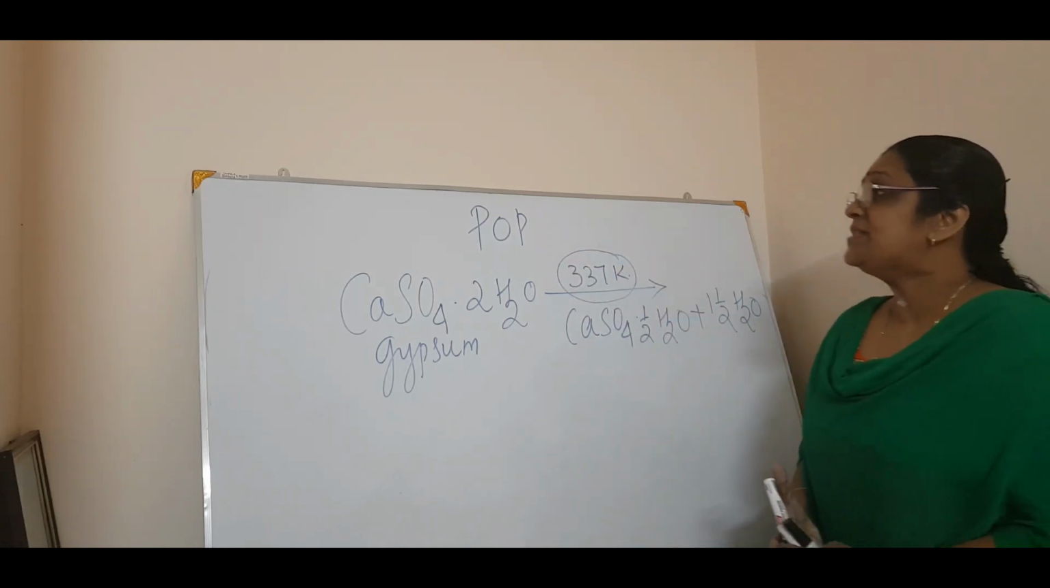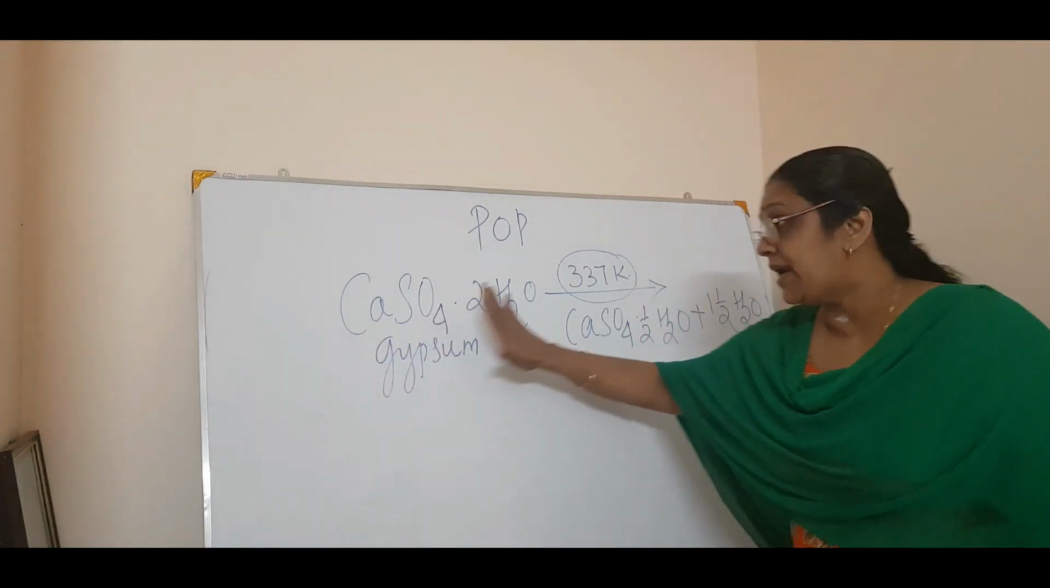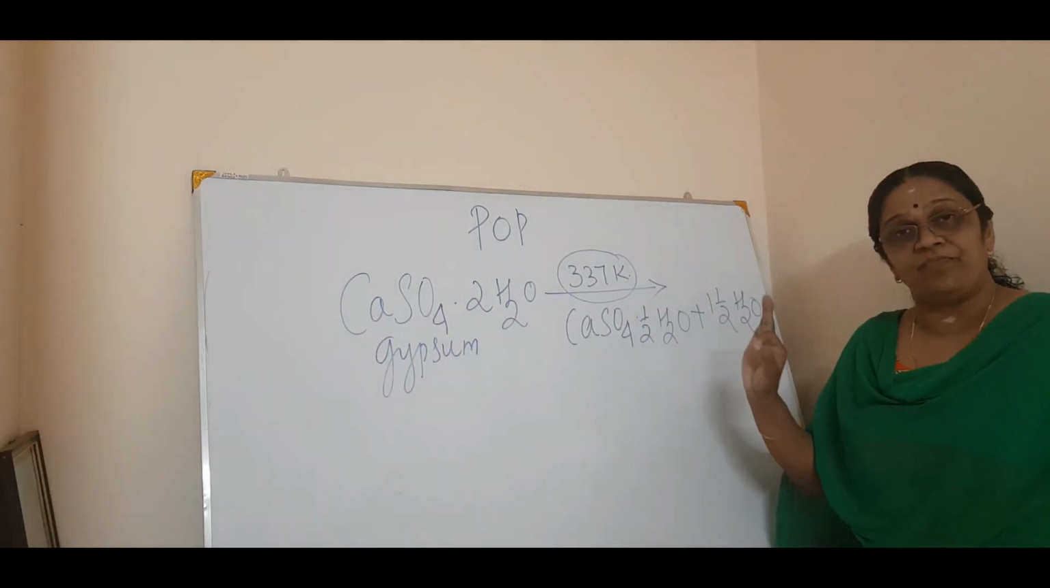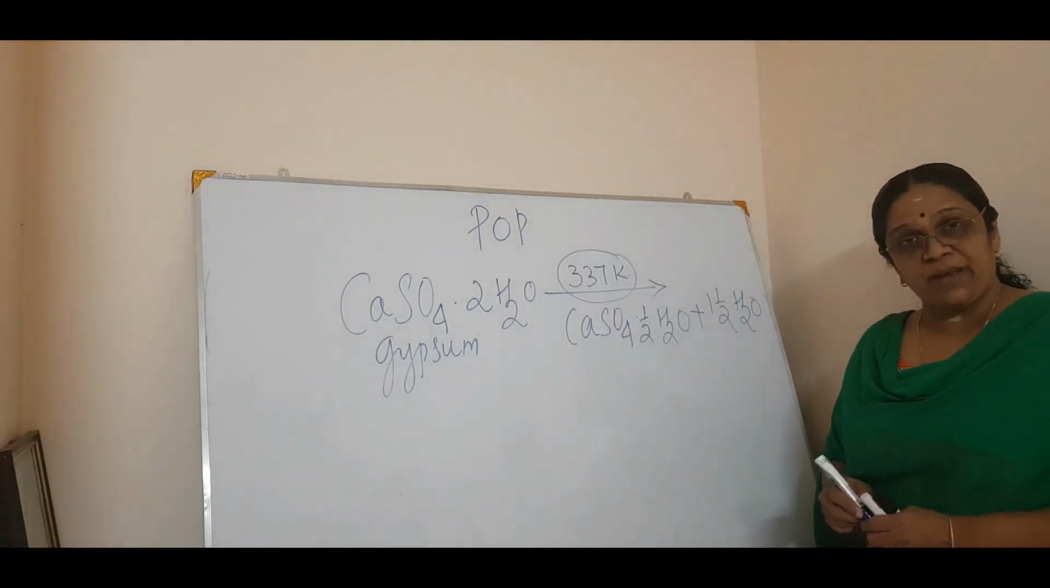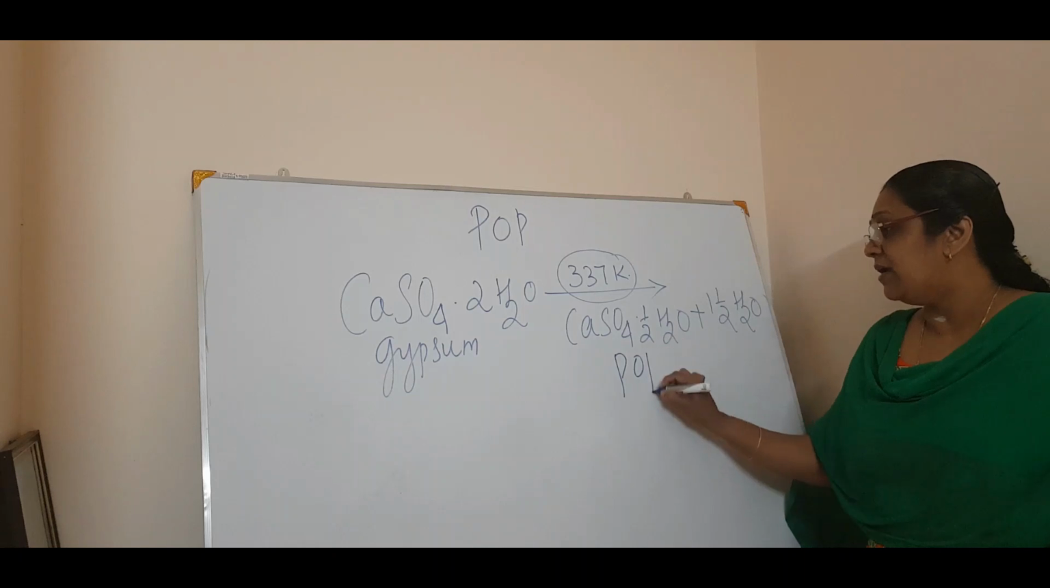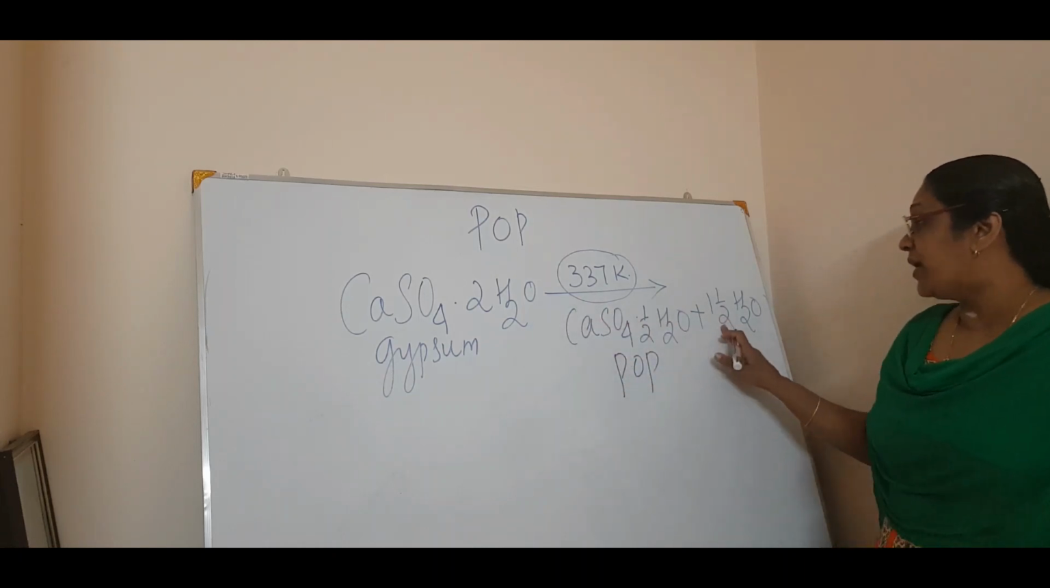Okay, now how is plaster of Paris prepared? From gypsum. When gypsum is heated at 337 Kelvin, you have to remember that 337 Kelvin, you will get plaster of Paris, POP, CaSO4 dot half H2O, plus the remaining 1.5 H2O.